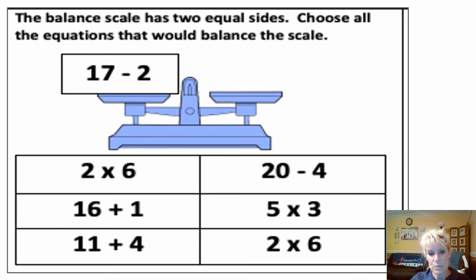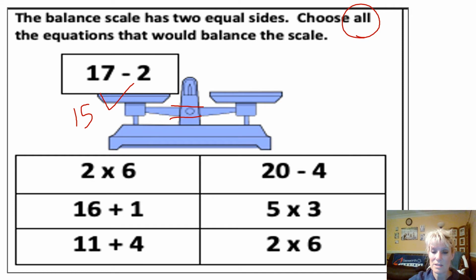All right, on this one, you're going to see that this is another balance that's equal on both sides. So I like to put a little equal sign right there. And first of all, I need to figure out what I need to make this other side equal. So 17 take away 2 is going to be 15. So I am now looking for something that equals 15.